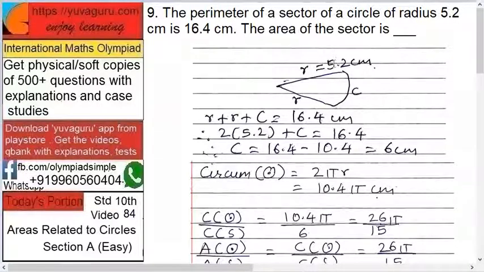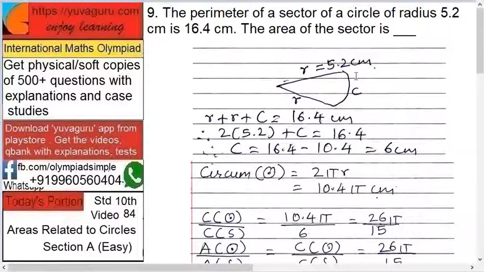Okay, so perimeter means the outside length of this sector, which is 16.4. So what is this? 2R plus C, this part, this C equals 16.4. So 2 into 5.2 plus C equals 16.4. C equals 16.4 minus 10.4, that is 6. So you got this part as 6.